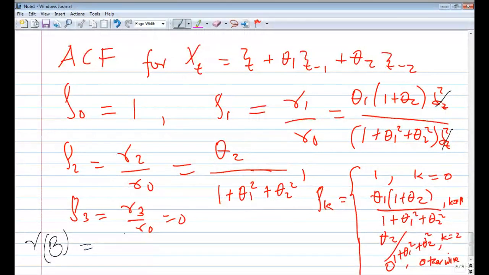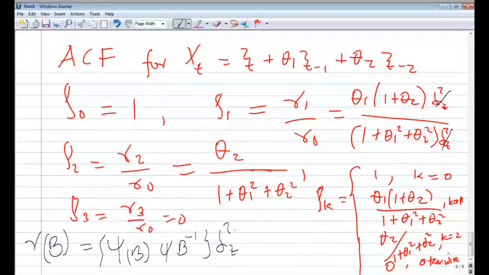Let me just remind you of this method. Gamma B, psi B, psi B inverse, multiplied by sigma squared. Still remember this one? And I said you have to write your process in backshift operator. Then after writing it in backshift operator, you just take everything and substitute psi B and psi B inverse. You simplify, then from there you get your gamma 0, gamma 1, and so on. Then at the end of the day, you are going to get the same answer as what we got for autocovariances.